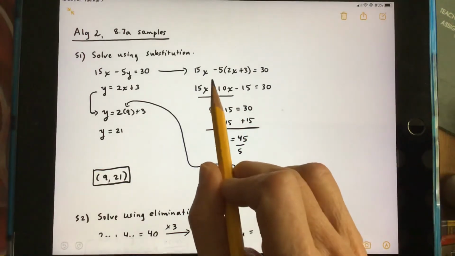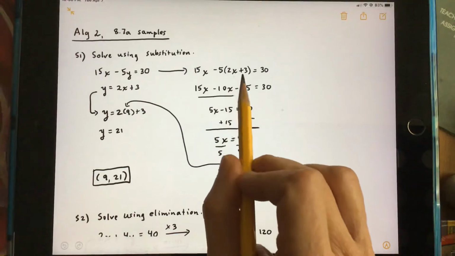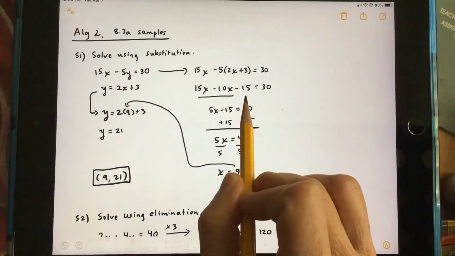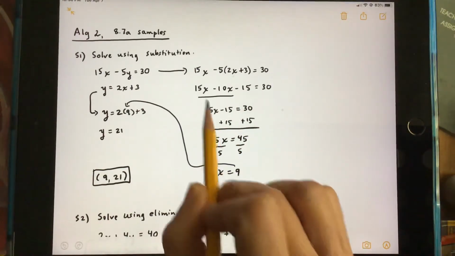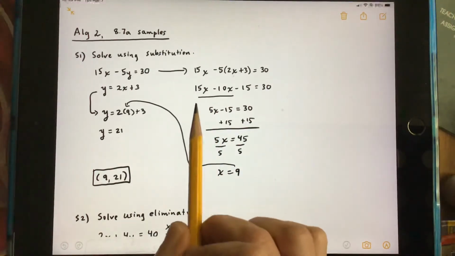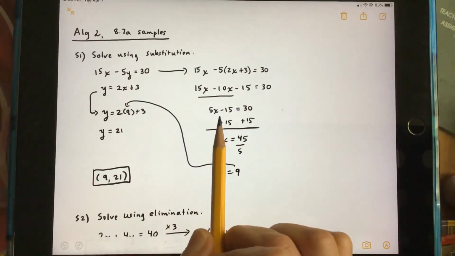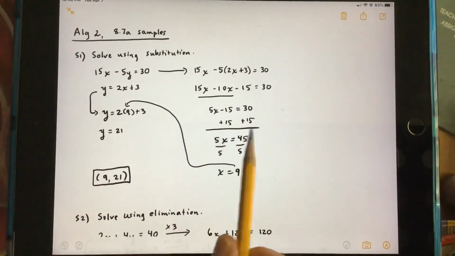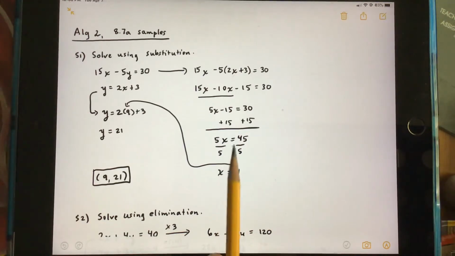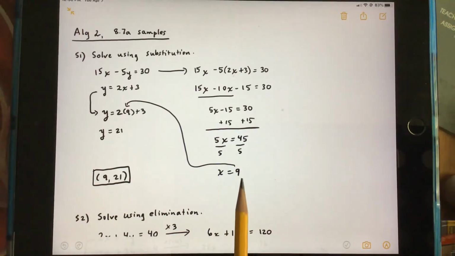So I'm going to use the distributive property. Negative 5 times 2x is negative 10x. Negative 5 times 3 is negative 15. Everything else stays the same. My next step, moving from here down to this step, is going to be to combine my like terms. 15x minus 10x is 5x. Everything else gets copied. Then add 15 to both sides, giving us 5x equals 45. Divide both sides by 5, and I know the value of x is 9.